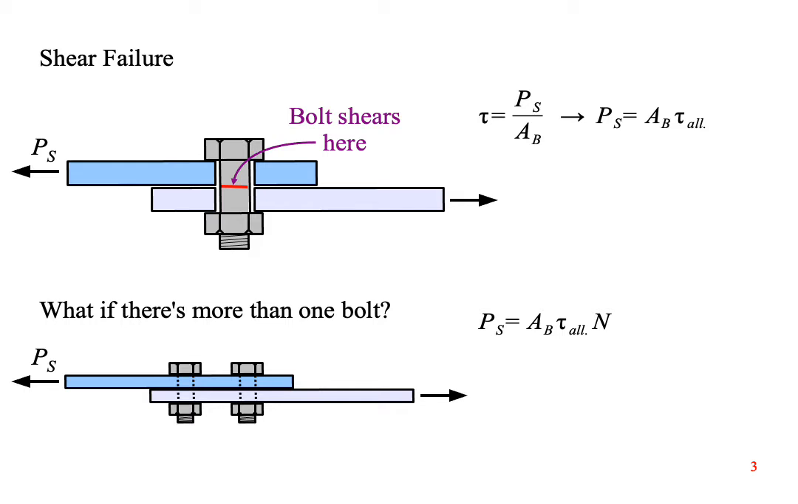The red line shows the shear plane for this bolt. Above this line, the bolt wants to move left, while below this line, the bolt wants to move right. What if there's more than one bolt? Let capital N equal the number of bolts. The more bolts you have, the greater the load the joint can carry.